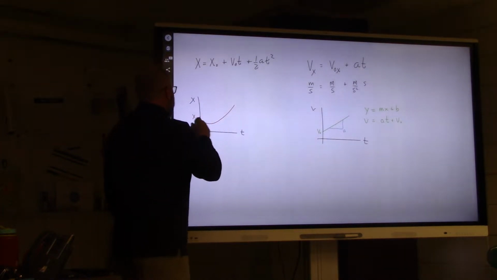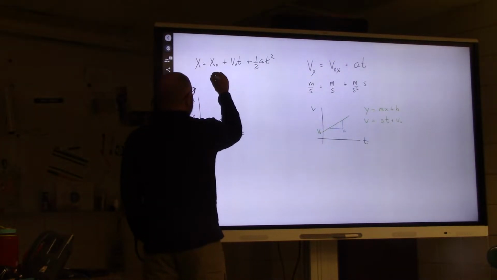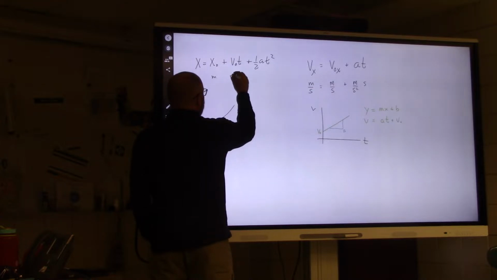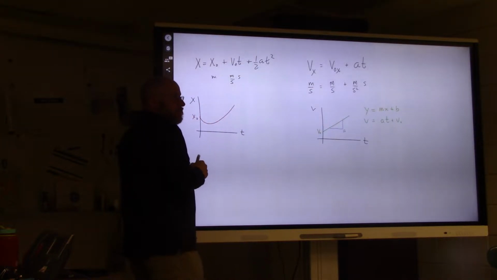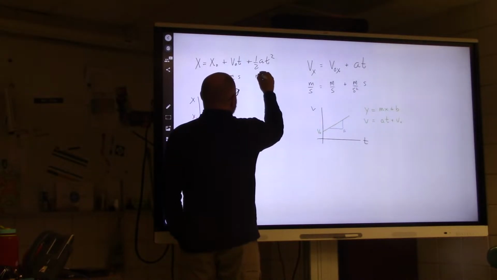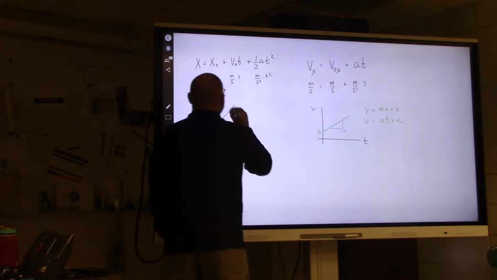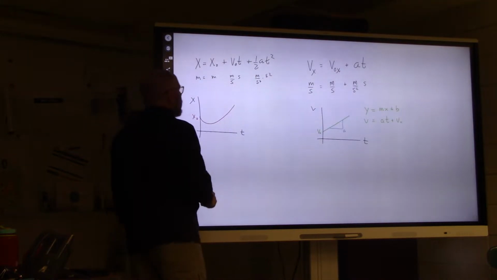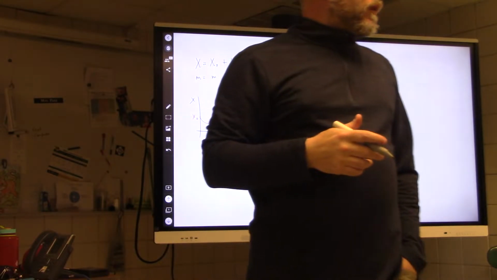Now, there's a couple things about this that I like. One, we can do the unit analysis. The unit for position is meters. This is velocity, meters per second, times seconds. And this is meters per second squared times time squared, which is seconds squared. So what are you left with? Meters equals meters equals meters equals meters.